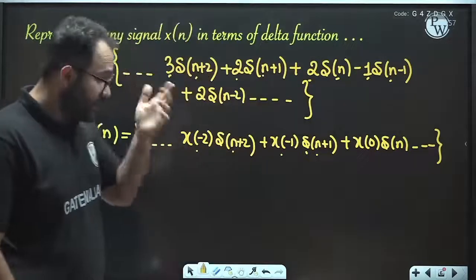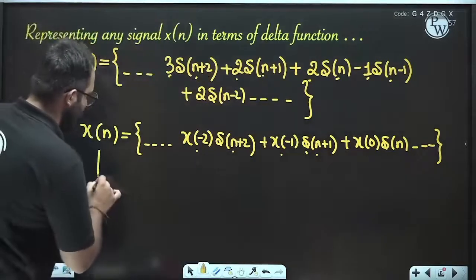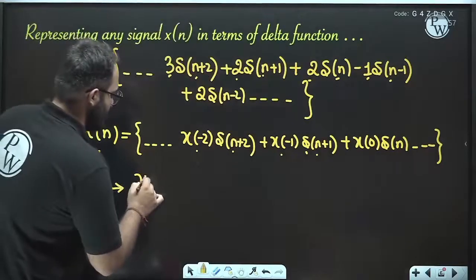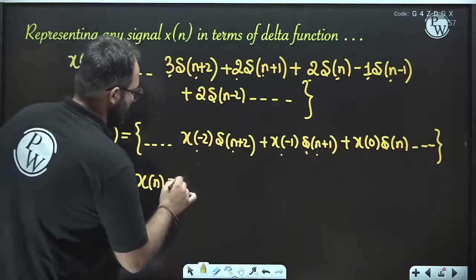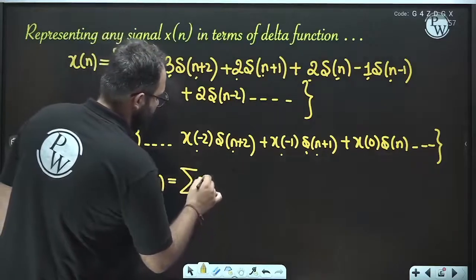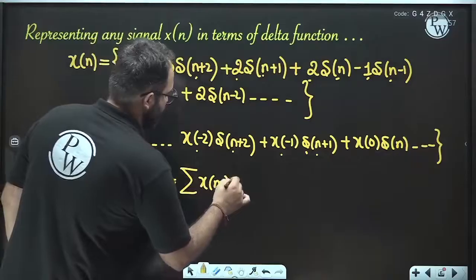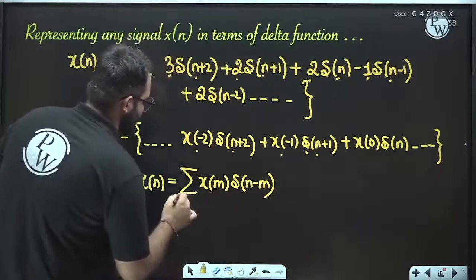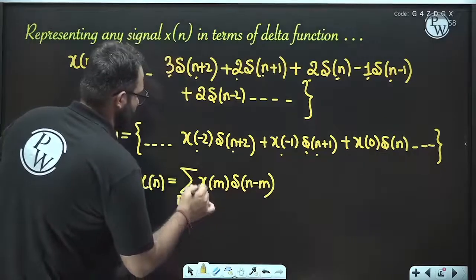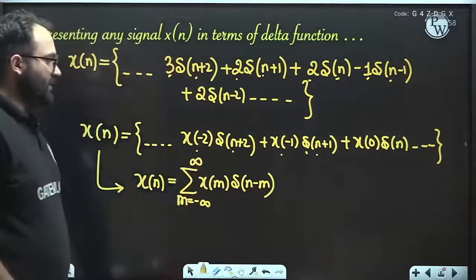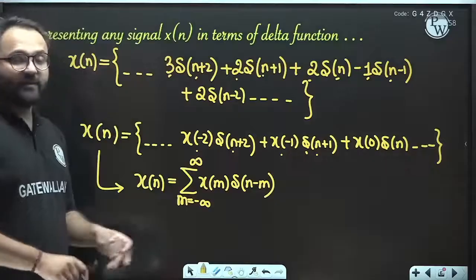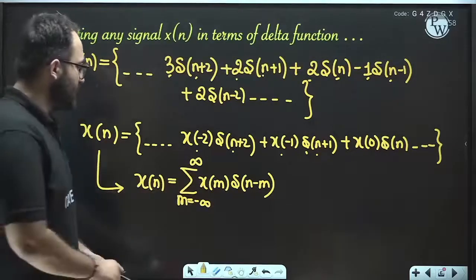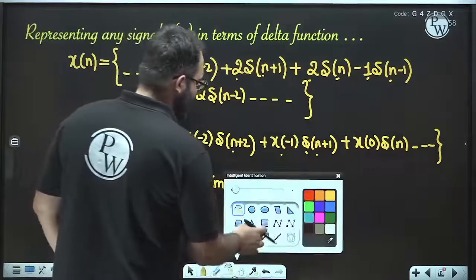Thus we can write x[n] in terms of delta[n] as the sum of x[m] delta[n-m], with m going from minus infinity to infinity. This is the way we write any signal in terms of deltas.